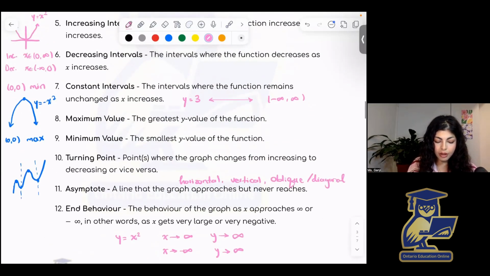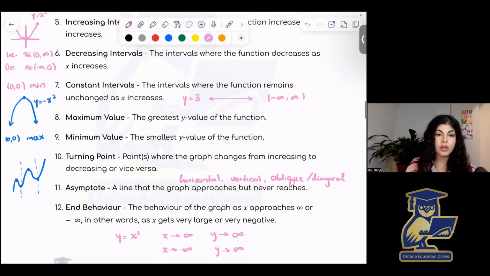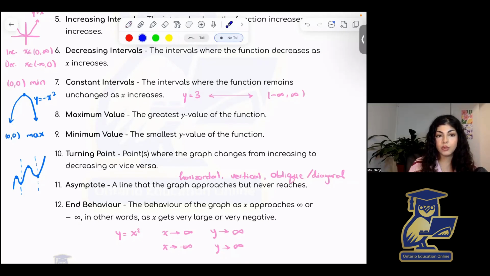Next, we have a constant interval. So this function does not actually have any interval where the function remains unchanged as x is increasing. And keep in mind, it has to be as x is increasing. You can't just pick one point and say it's constant there because x is not changing on that interval. So there has to be at least more than one x value there. So no constant intervals here.